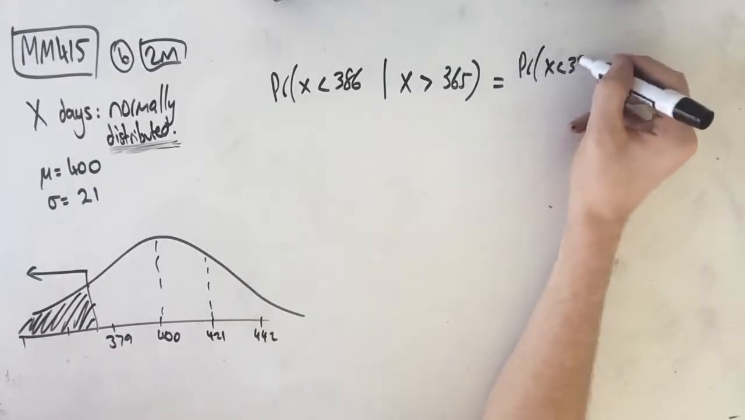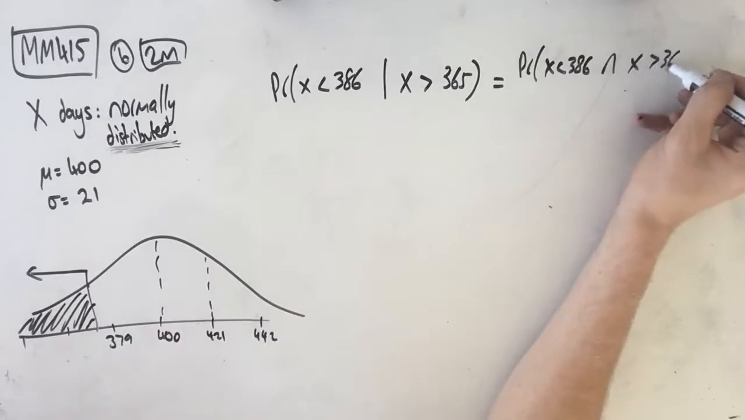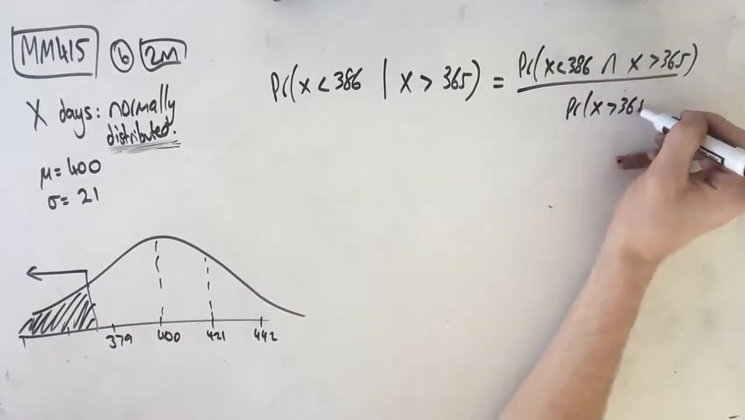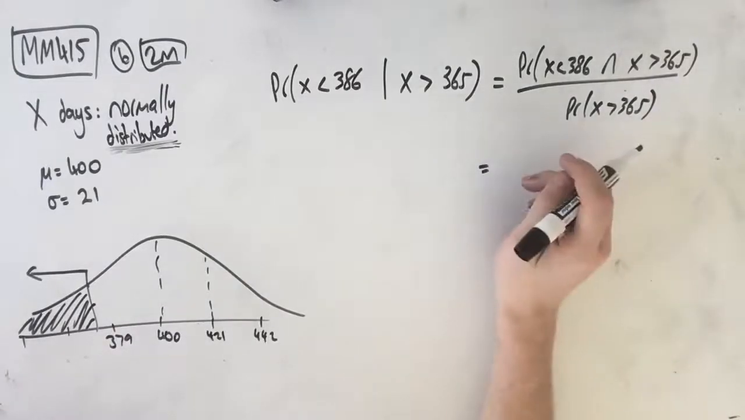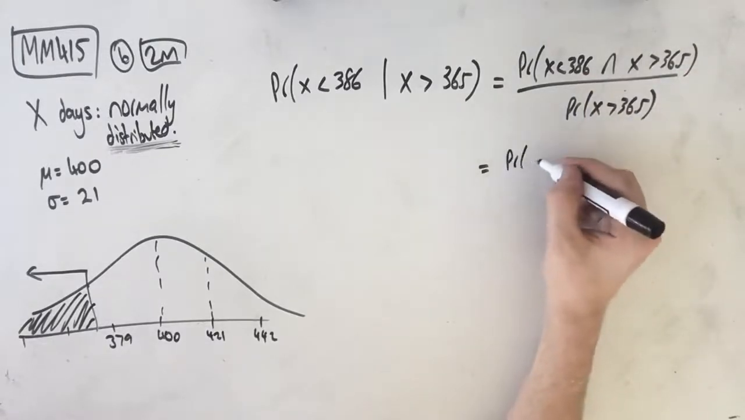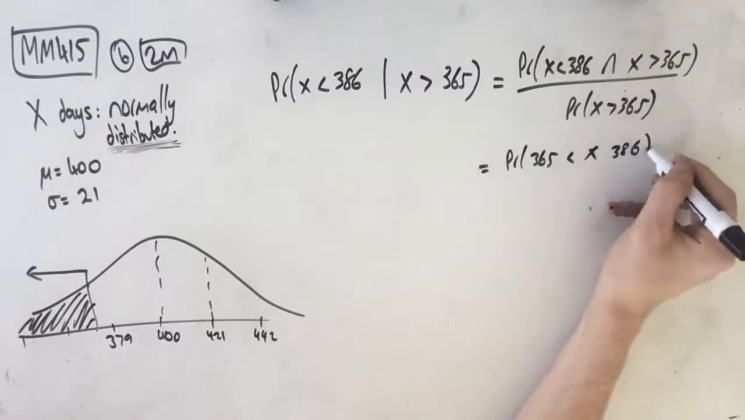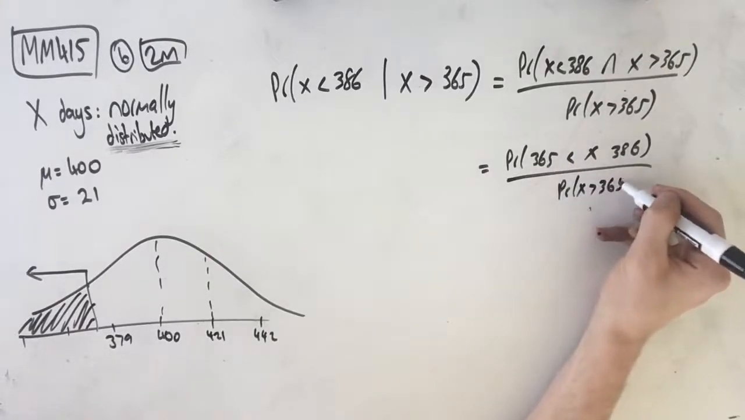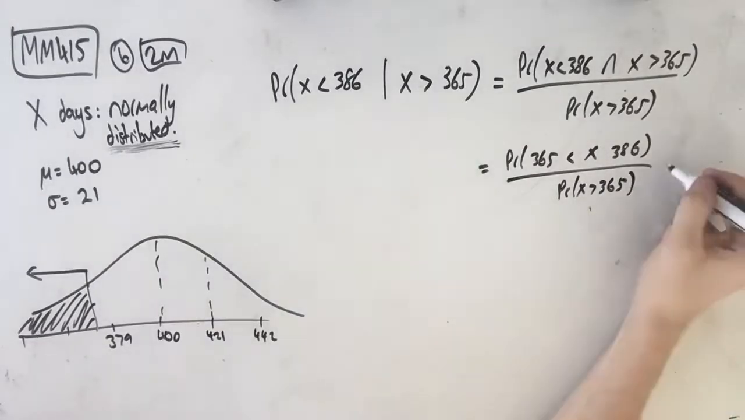So using our conditional probability formula, the probability that x is less than 386 given that x is greater than 365 is equal to the probability of the intersection over the probability that x is greater than 365. The intersect between less than 386 and greater than 365 is exactly from 365 to 386, over the probability that x is greater than 365. That's our first mark.